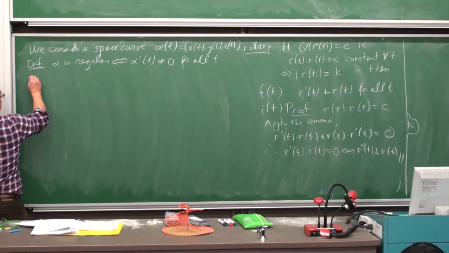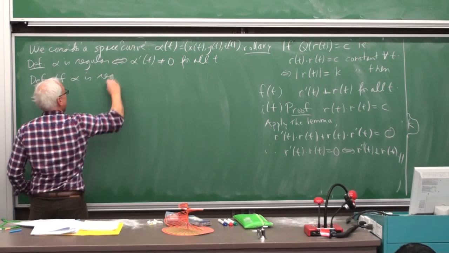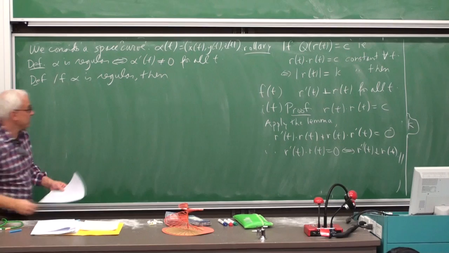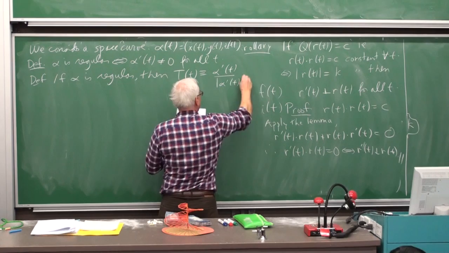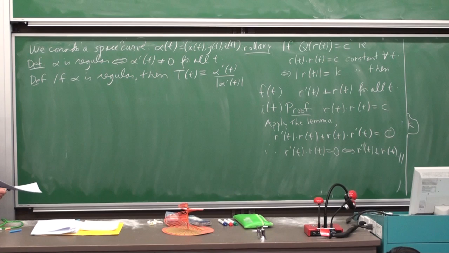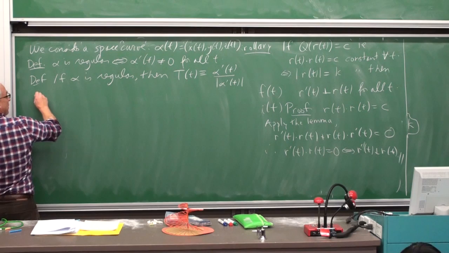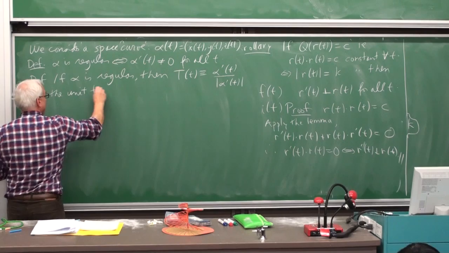So another definition: if alpha is regular, then we'll define T of t to be the derivative alpha prime of t all over the length of alpha prime of t. So it's the derivative divided by the length of the derivative. It's called the unit tangent vector.